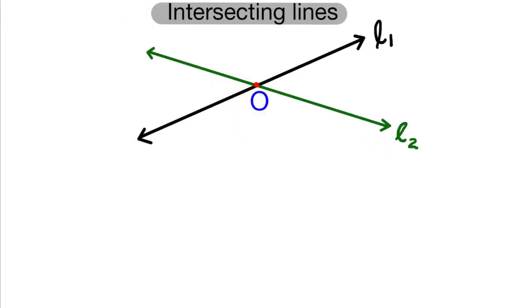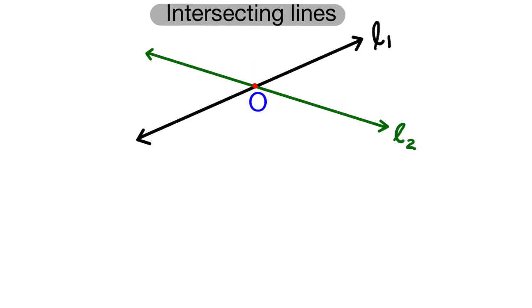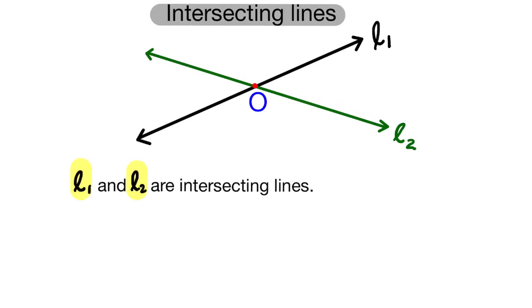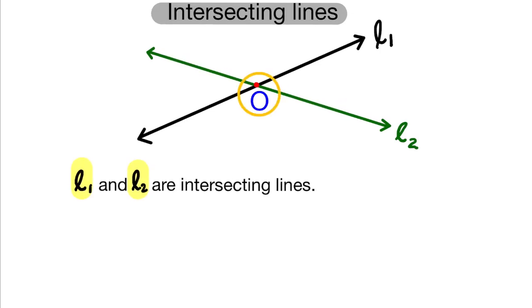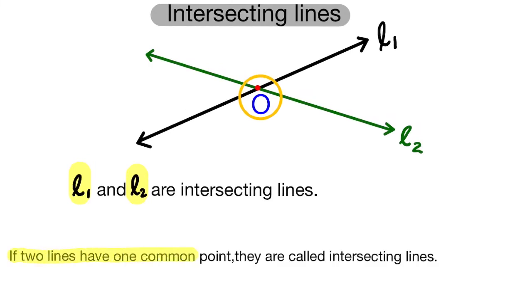Since the lines L1 and L2 pass through a common point O, we call these lines intersecting lines. So here L1 and L2 are intersecting lines. O is the point of intersection of the lines L1 and L2. Thus, if two lines have one common point, they are called intersecting lines.